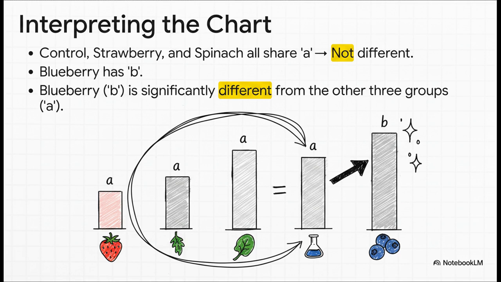Now look at blueberry. It only has the letter B. Since blueberry, B, doesn't share a letter with any of the others, A, we can conclude that the blueberry diet led to significantly better performance than the other 3.